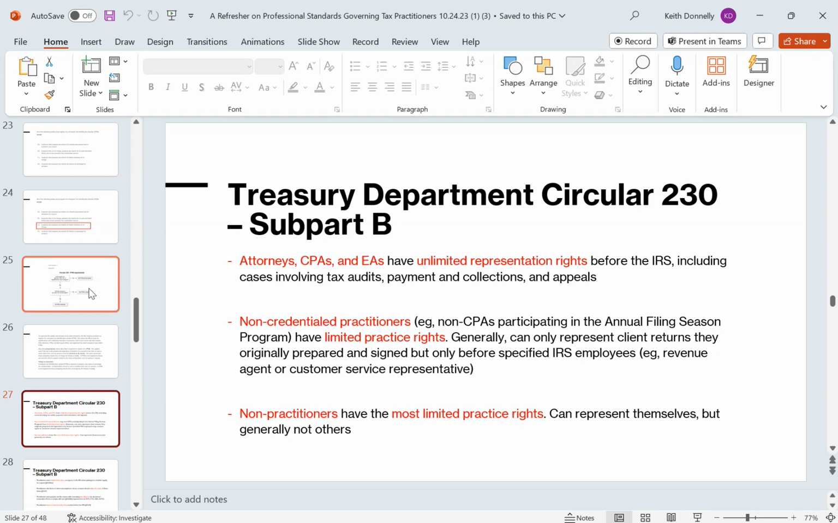So we said, what is practice? Who may practice? Now, what is the scope of practice? So basically, if you're credentialed, you have unlimited representation rights. If you're not credentialed, so you're not a CPA, but you participate in the annual filing season program, you're going to have limited practice rights. Generally, you can only represent clients whose returns you originally prepared, right? So what's the difference here?